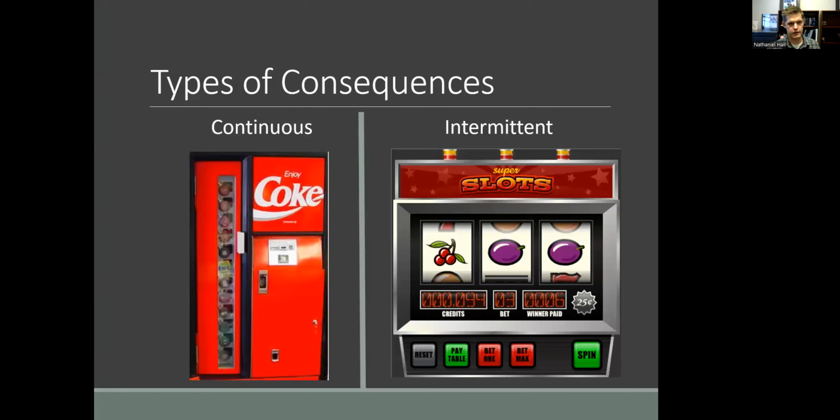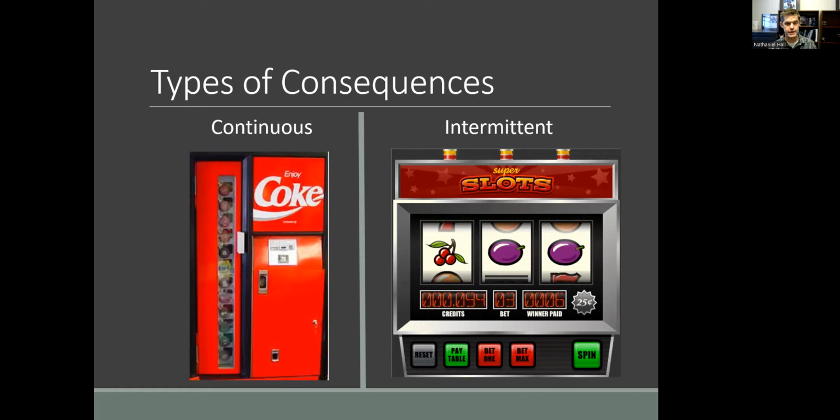First, we can break our types of schedules of reinforcement into 2 broad categories. First are our continuous schedules of reinforcement, and then our intermittent schedules of reinforcement. I like to use the example of a Coke machine as a continuous schedule of reinforcement, meaning that every response you make, every time you put your money in and push a button, it is anticipated that you would receive your reinforcer, in this case, a Coke.